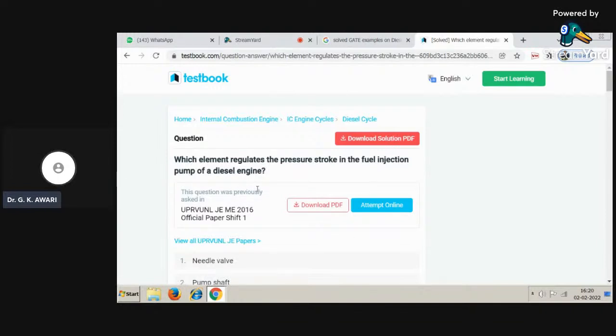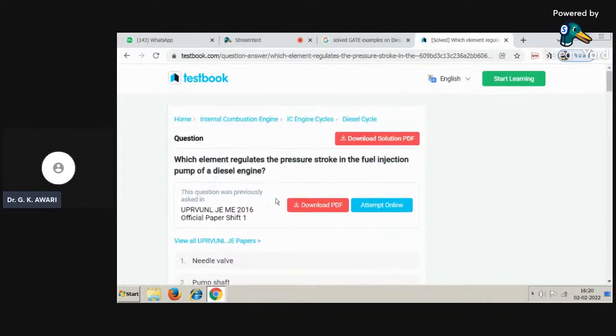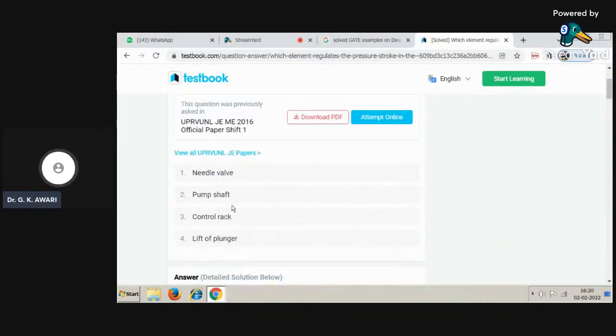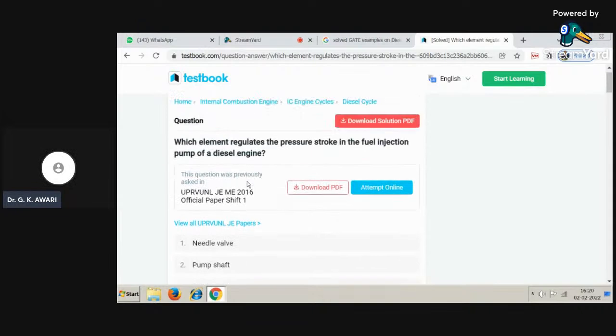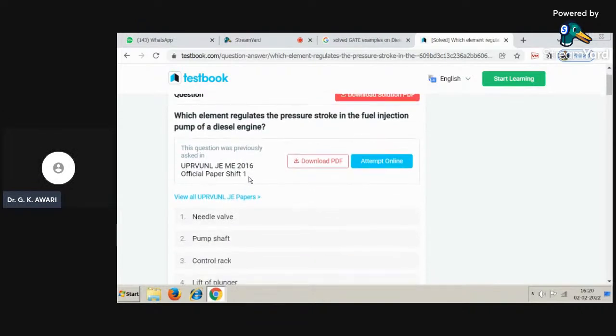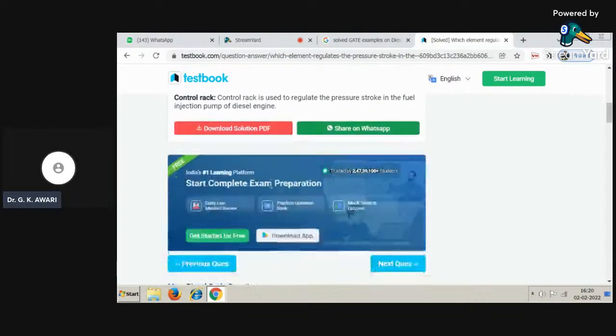Now, which element regulates the pressure stroke in the fuel injection pump of a diesel engine? Whether the needle valve, pump shaft, control rack, or lift of the plunger. So the answer is control rack, which regulates the pressure stroke in the fuel injection pump of a diesel engine. So what is the function of the control rack? The control rack is used to regulate the pressure stroke in the fuel injection pump of a diesel engine.